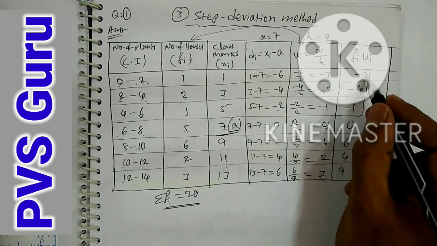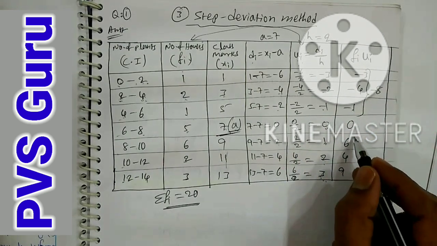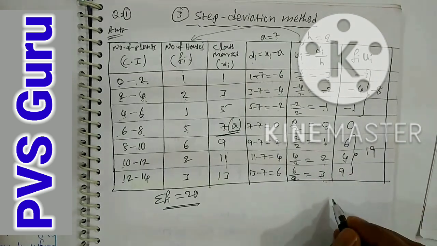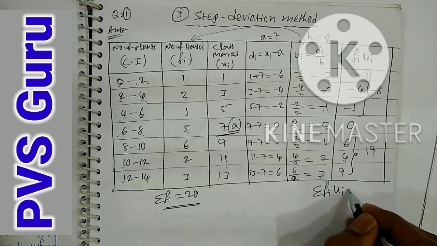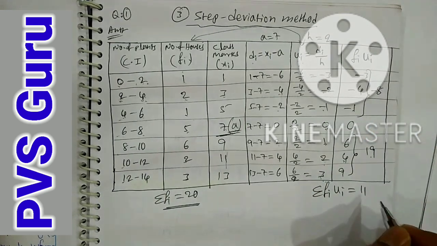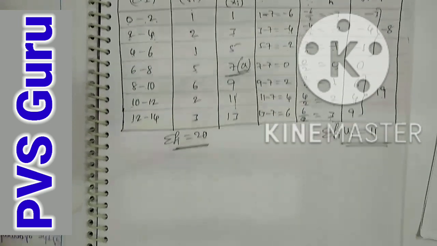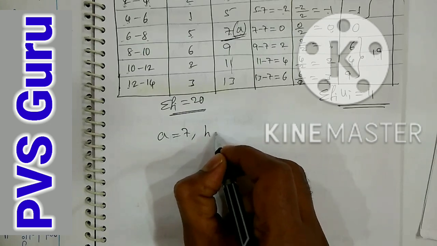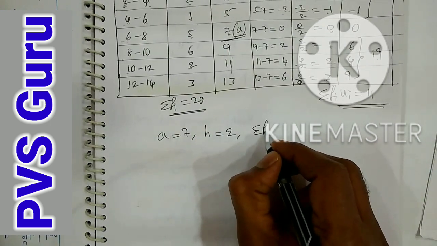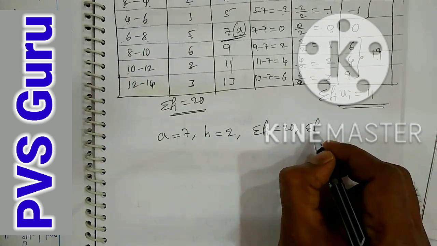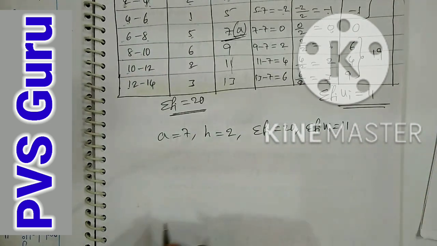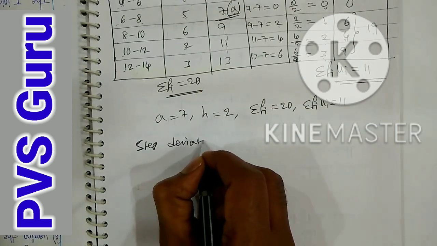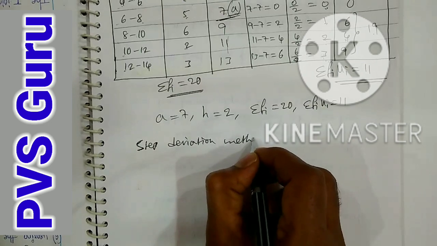Then the negative values you add: 4 plus 3 is 7, plus 1 is 8, so minus 8. Here the positive values: 6 plus 4 is 10, 10 plus 9 is 19. Now sigma fi ui is equal to 19 minus 8, which is 11. Then we have got the values: a is equal to 7, h is equal to 2, sigma fi is 20, sigma fi ui is 11.